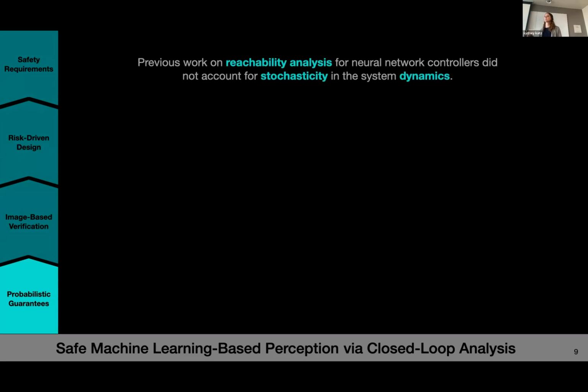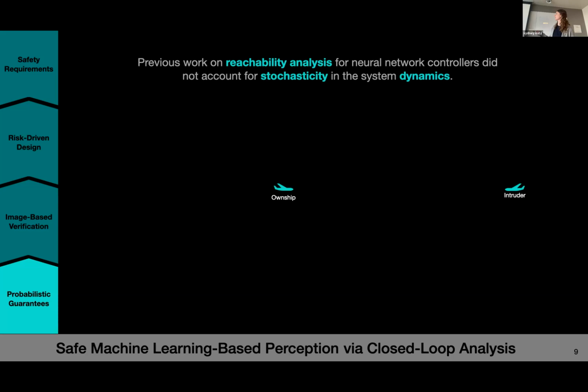So in the meantime, the primary motivation for this work is that previous work on reachability analysis at the time did not really account for stochasticity in the system dynamics. And so what do I mean by this? I'll use an aircraft collision avoidance example again.